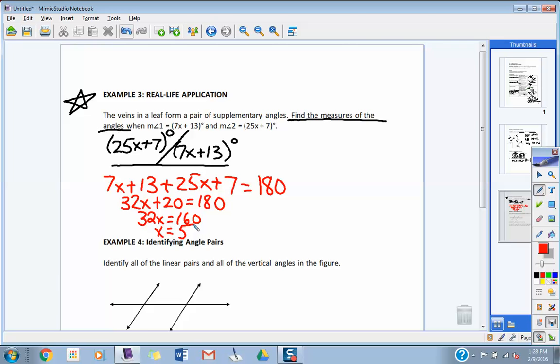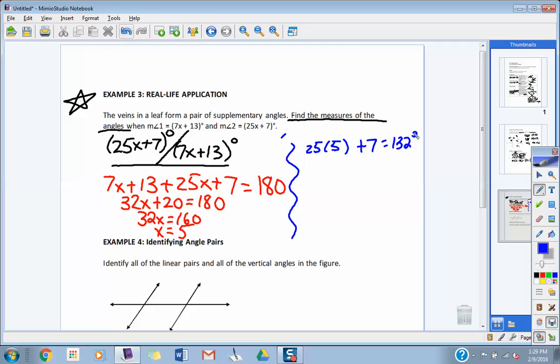And we're done, right? Who said no? Why aren't we done? Well, we have no angle measures. We're going to have to go back into each expression for the measure of each angle and substitute what value? 5. So that angle on the left is given as an expression 25x plus 7. So we're going to go 25 times what, kids? Plus 7. All right, 5 and 25 is 125. Add 7 more to that, you're going to have 132 degrees.